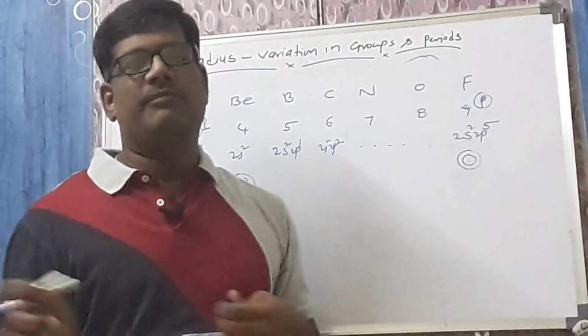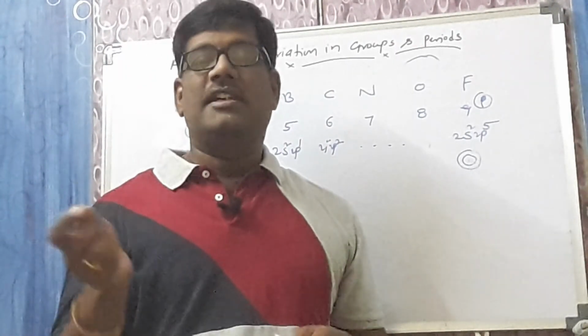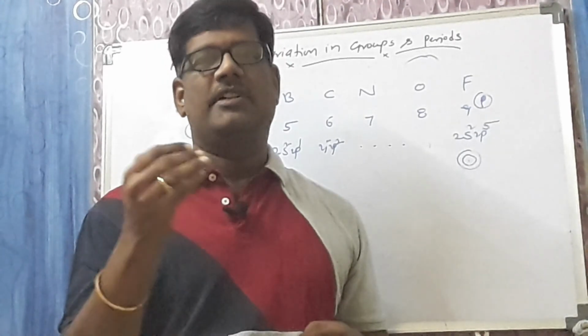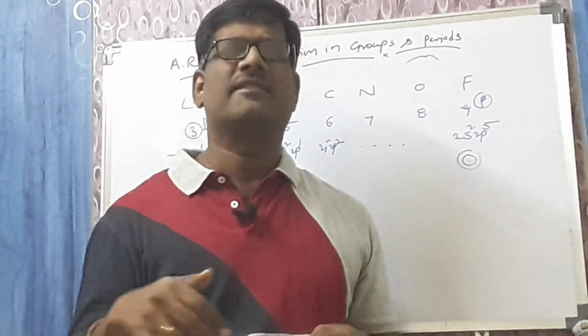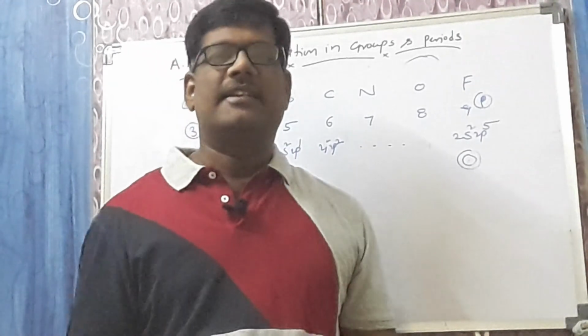So this is a very, very important concept. In the intermediate, there is an 8 marks question: what is periodicity? How does it vary in the group and period? Atomic radius, electron affinity, electronegativity, ionization potential are frequently asked. If you are perfect with the atomic radius, you can write everything.